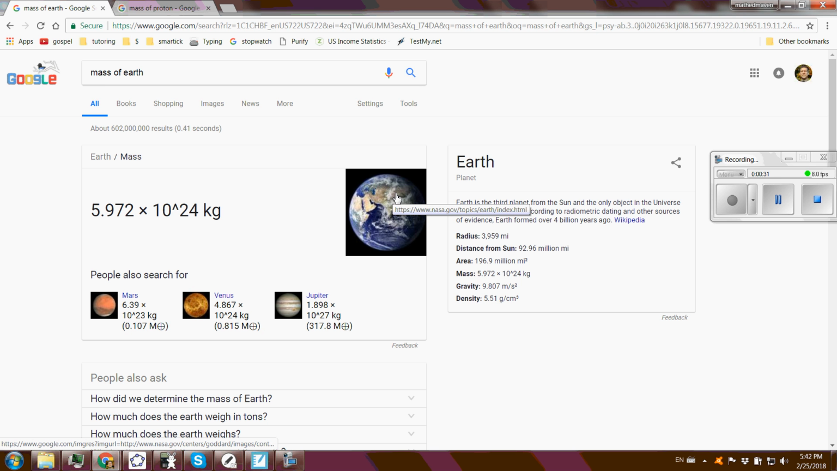The mass of the Earth. How much mass does the Earth have? Well, 5.972 times 10 to the 24th kilograms. That's a pretty big number. In other words, 5.972 times 10 times 10 times 10 times 10 times 10, 24 times. It's times 10 to the 24th power, which is 10 multiplied by itself 24 times.